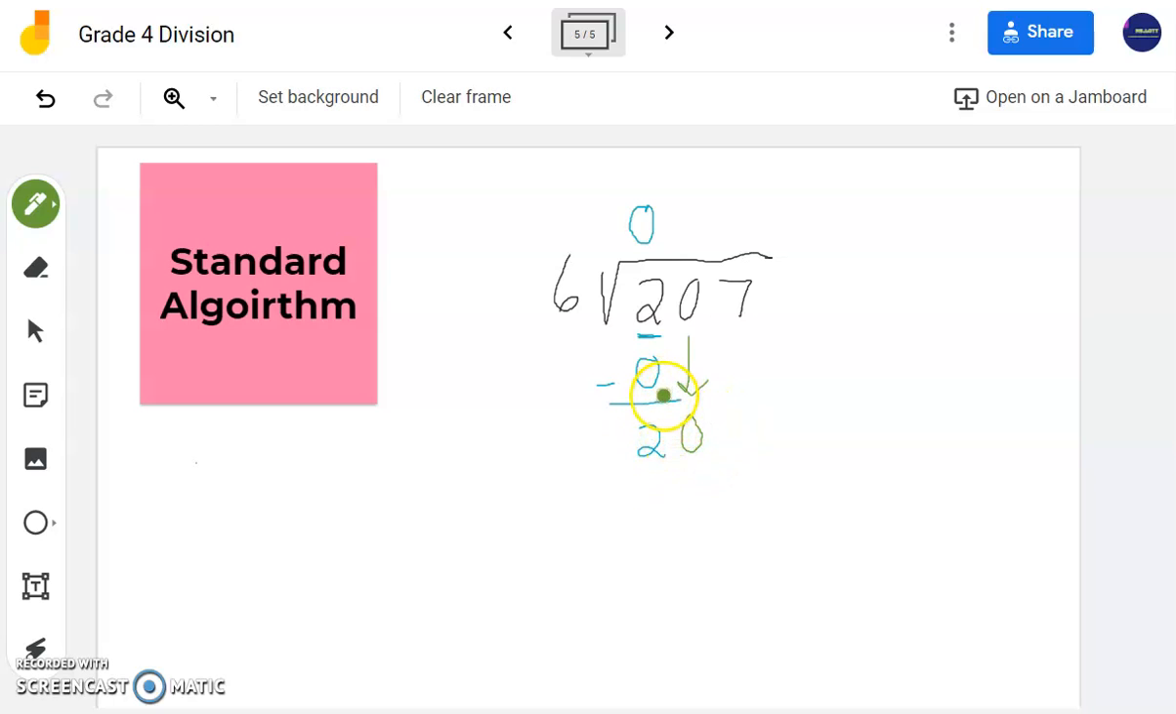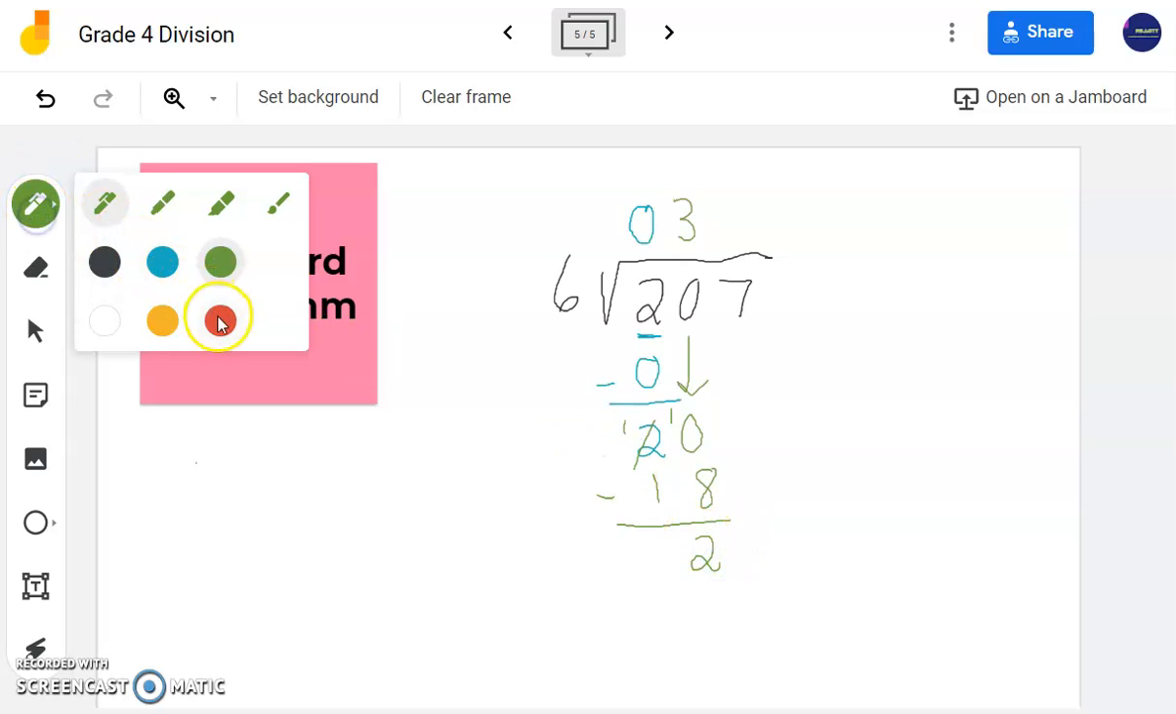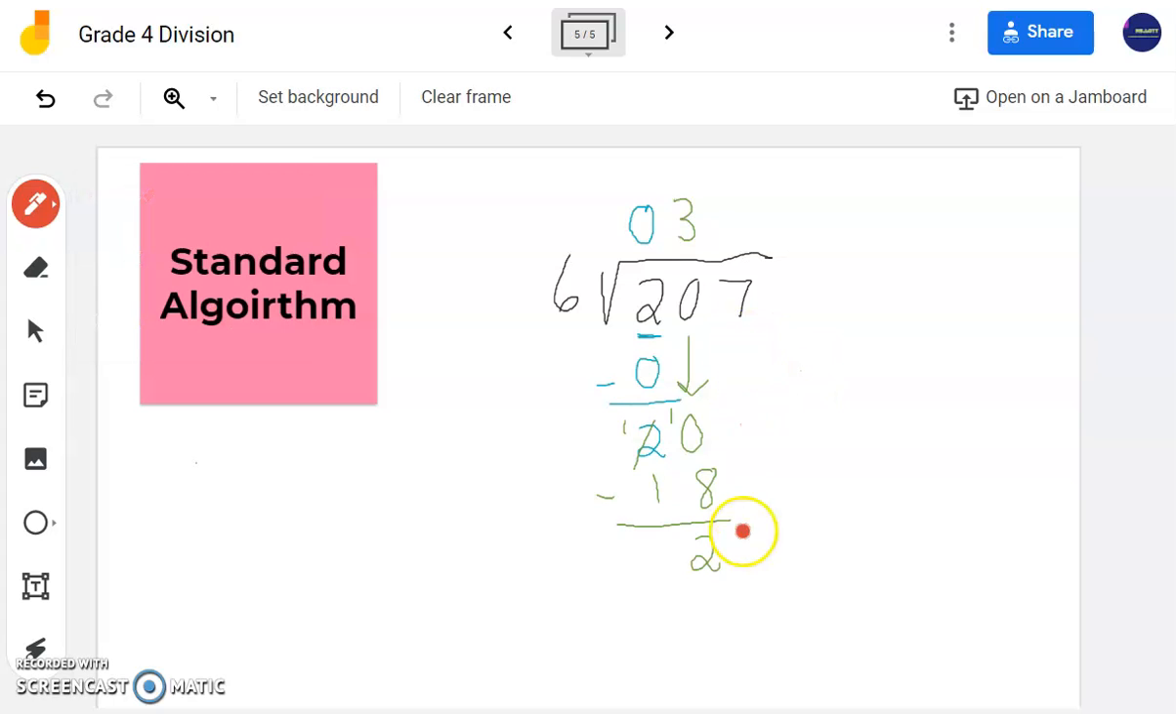So now I'm deciding 6 times some number gets me close to or exactly to 20. So 6 times 3 actually happens to be close to 20. That's 18. Now notice we used that 3 before as well. So now I'm going to subtract and see if anything's left over. I'm going to borrow here, and I'm left with 2. But notice I still have another digit here. So instead of adding a 0 in place, we're just going to bring that 7 down with an arrow. This arrow is going to stop here because this 7 is now going to create the number 27.